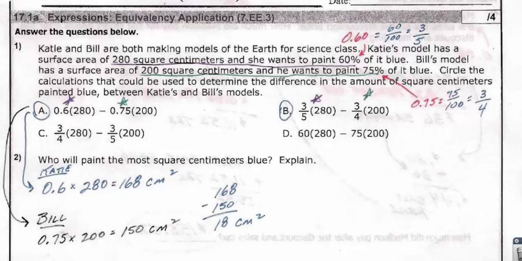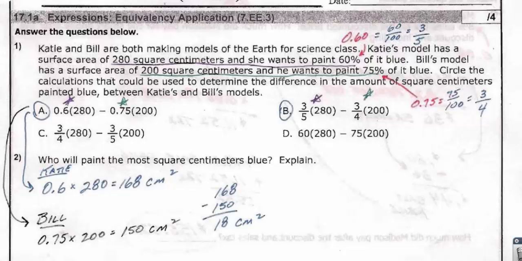This is expressions equivalency application. Applications always mean we're going to be using what we have been learning. So we're going to be applying it somehow. In this case, we're applying how you find first expressions that match the wording of a story, in this case, the story of Katie and Bill and the models they're making for science class. And secondly, how you take that information, take that expression, and use it to answer a question. In this case, it's part 2 of this problem, who's going to paint the most blue?